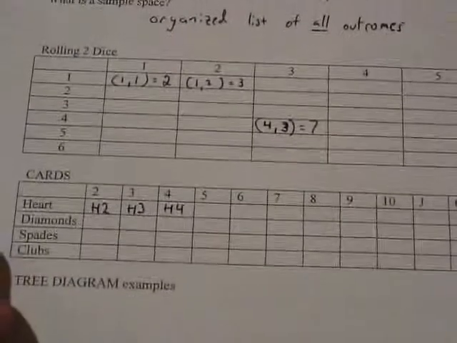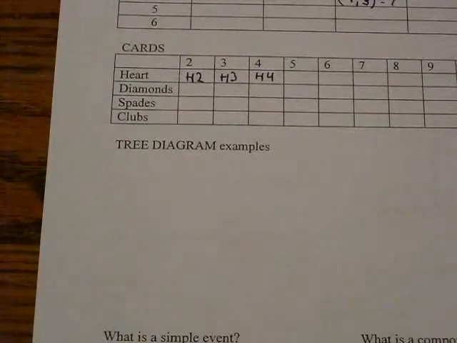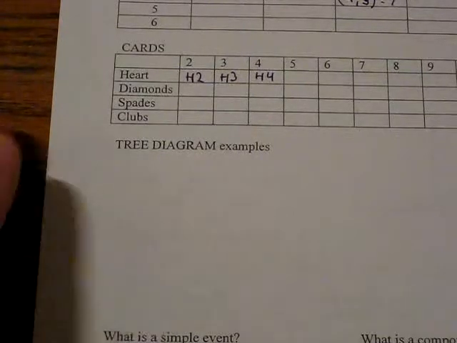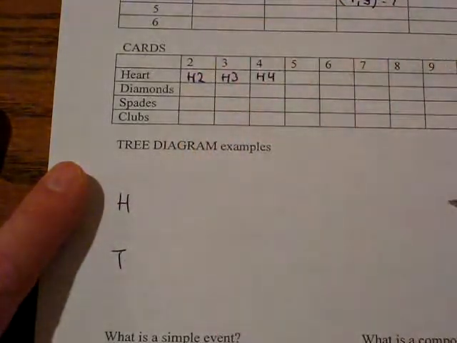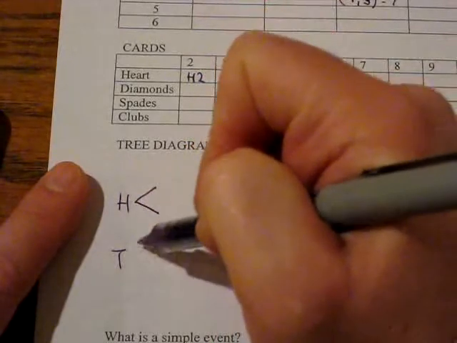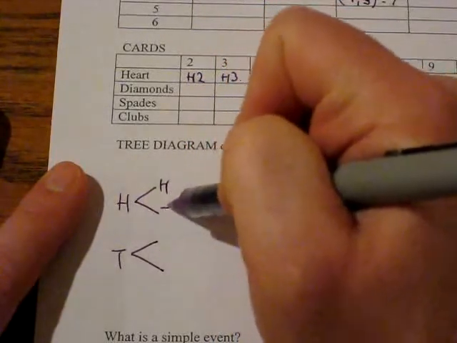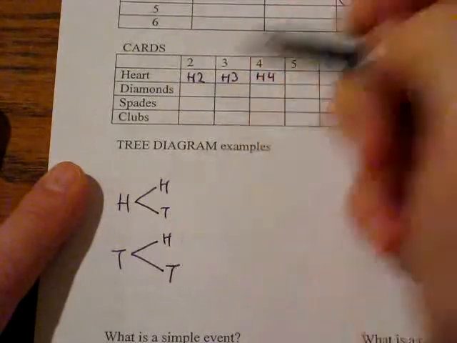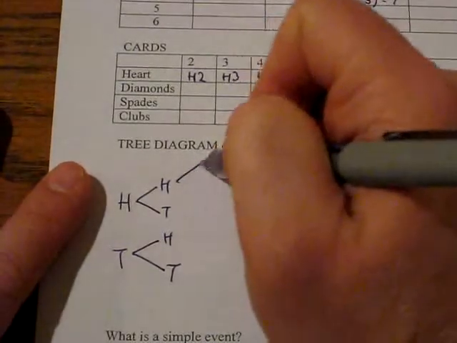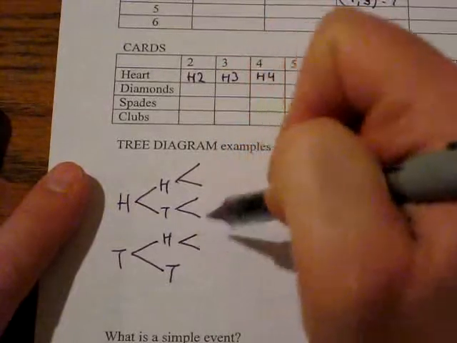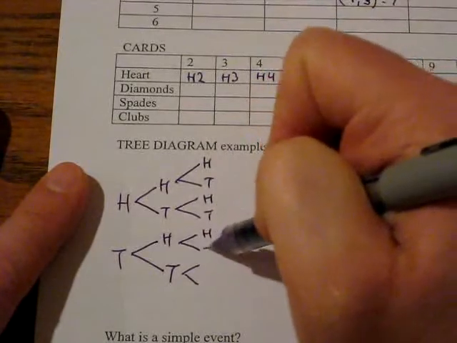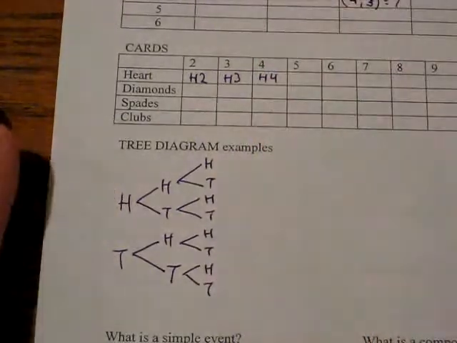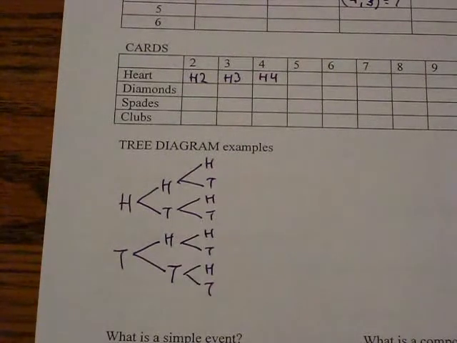Okay, now another way to have an organized list of all the outcomes is to use a tree diagram. Now I will show you flipping a coin 3 times using a tree diagram. So the first coin would be heads or tails. And the second coin would be branching off from each of these heads, tails, heads, tails. And that would be the second coin. And then the third coin would be another set of branches, because each of those would branch off twice, heads, tails, heads, tails, heads, tails, and heads, tails. So this is a tree diagram of flipping a coin 3 times.